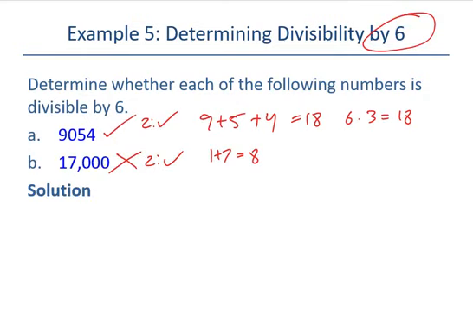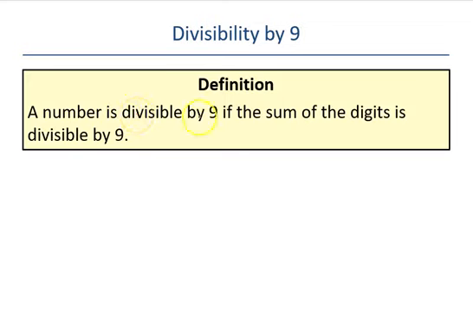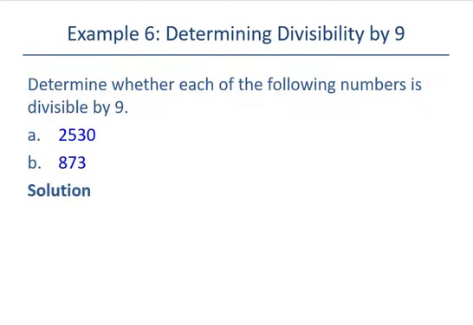And jumping in here, let's look at divisibility by 9. A number is divisible by 9 if the sum of the digits is divisible by 9. So let's take a look at some of the examples here. Our first example is 2,530. Adding these up, let's go 2 plus 5 plus 3, and notice we don't have to do the 0. So 5 plus 3 is 8, plus 2 is going to be 10. Well, 10 is not divisible by 9, so we can go ahead and X that out and say no, you're not divisible by 9.